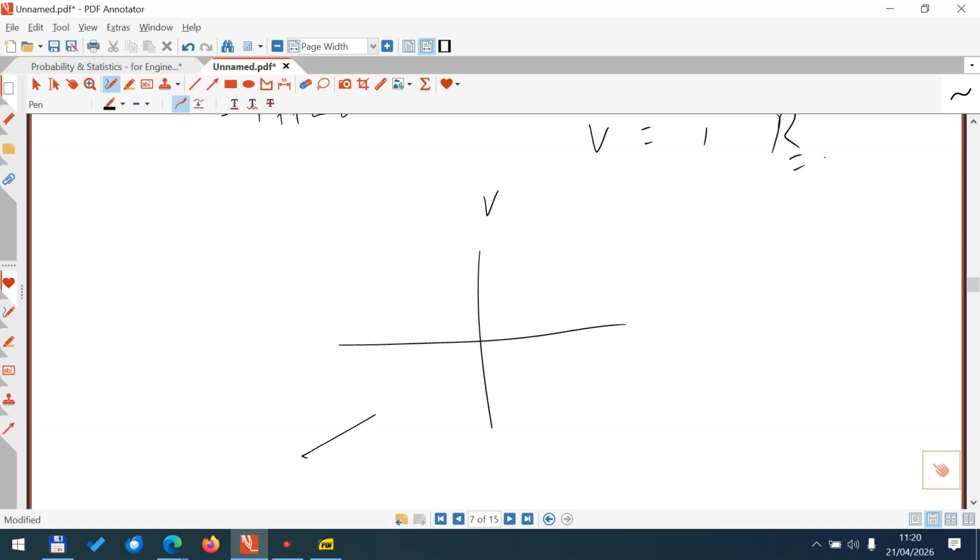So if we follow this line, this is actually the mean line. So the actual thing will be much more random.